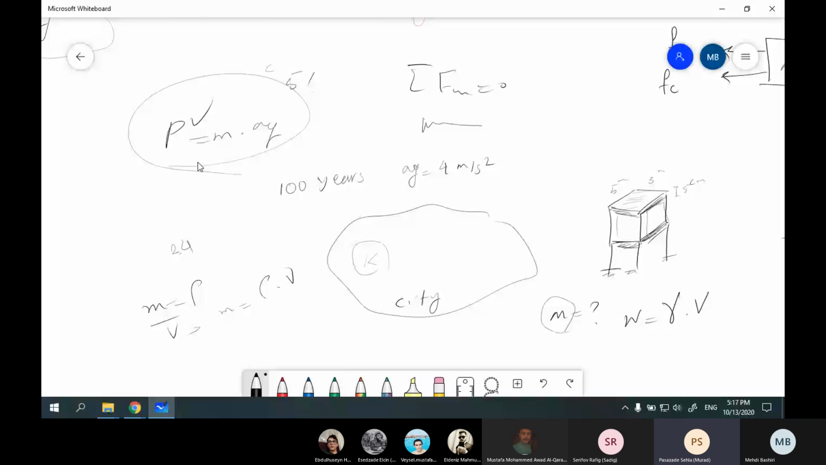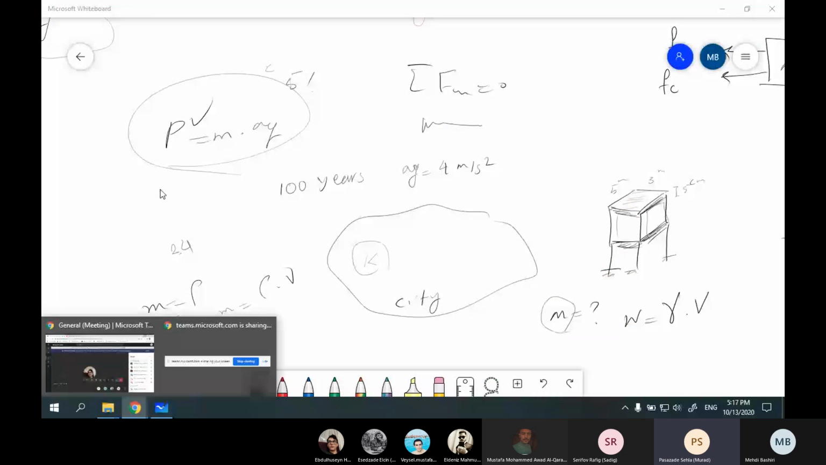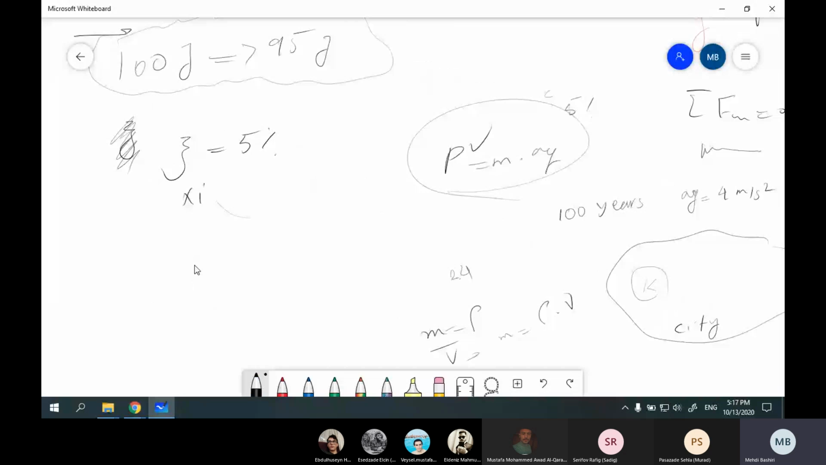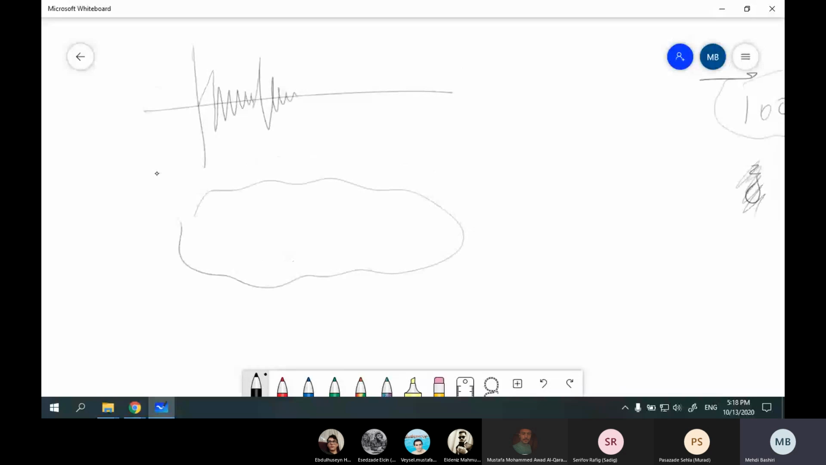Can you review the last part? This construction example. I told you that, for example, you live in a city. Right now, I don't have any record, but I'll show you in future. For example, the strongest earthquake in your city was this, and in this earthquake, the peak of the acceleration is 0.3 g.